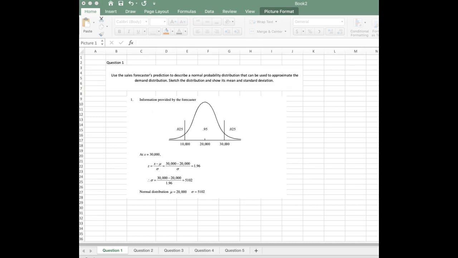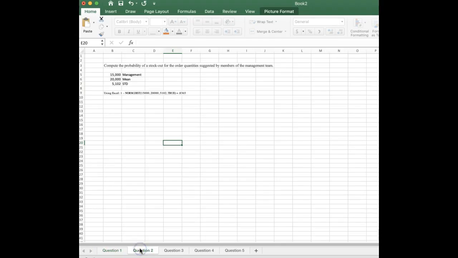You can go ahead and put this into Excel as well from week 1. You have the tools to get you the normal distribution or the average, and you also have the tools to get the standard deviation. All right, so we're going to go to question number 2.